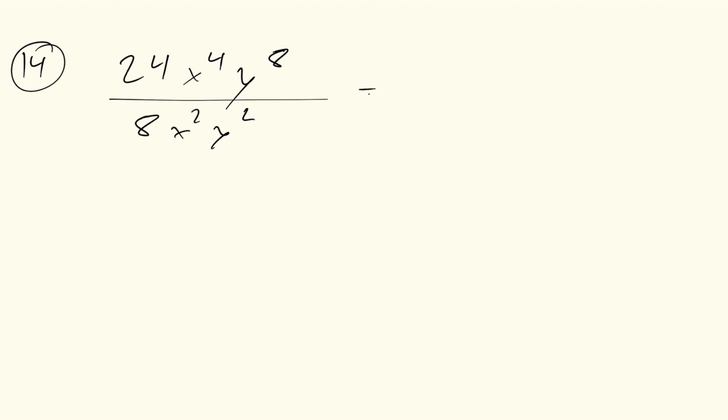Let's try a little more complicated question. Let's go 24x to the 4 y to the 8 over 8x squared y squared. Now feel free to pause the video and try this on your own if you want to challenge yourself, but just take it in steps. 24 divided by 8 is equal to 3. X to the 4 over x to the 2 is equal to x to the 2. And then y to the 8 over y to the 2 is equal to y to the 6. And that's your answer.